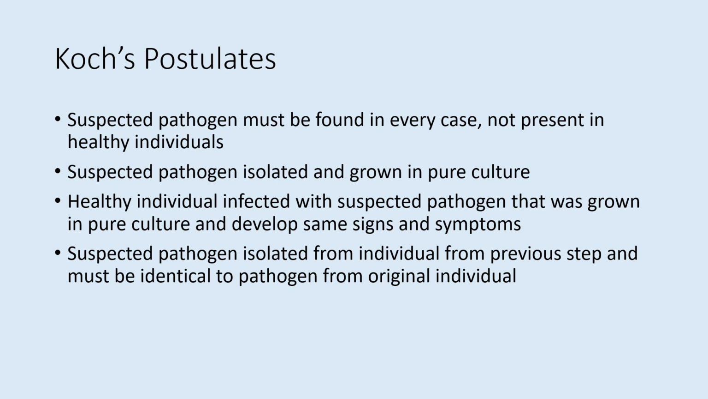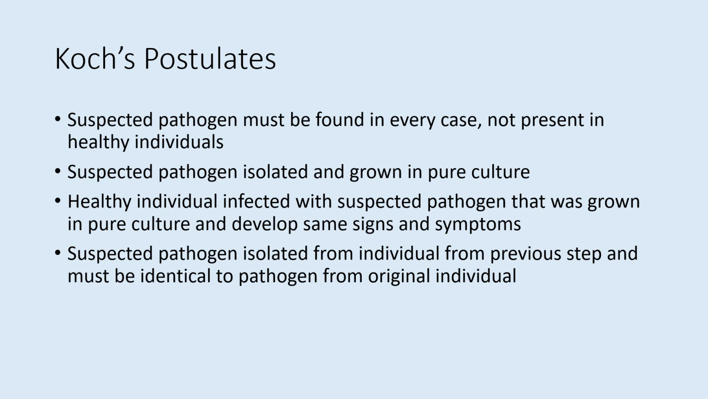Step 2, you must take that suspected pathogen, isolate it and grow it in pure culture. Then you take that pathogen that you grew in the pure culture from step 2, and you infect a healthy individual. And you see if they develop the same signs and symptoms of the disease that everybody in step 1 had.